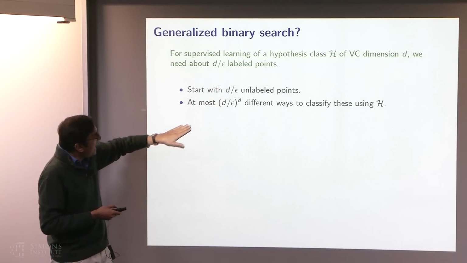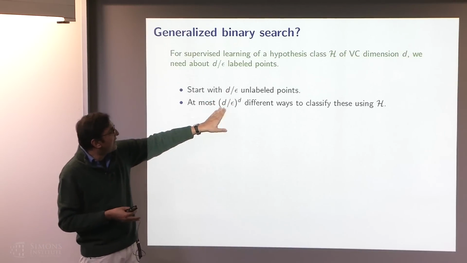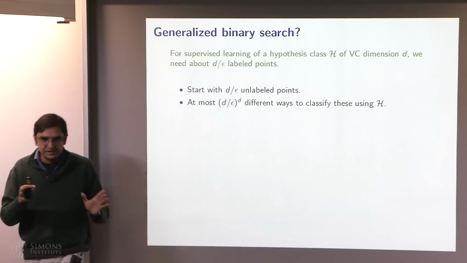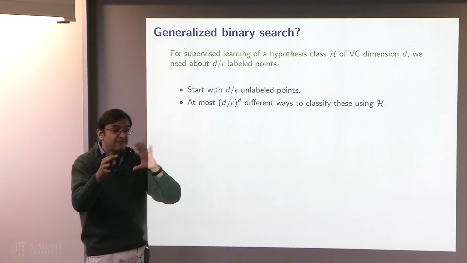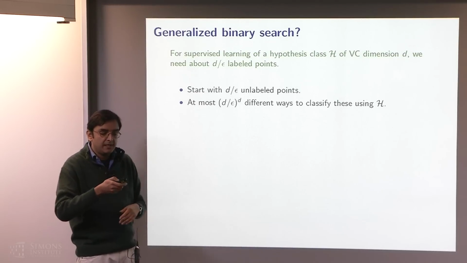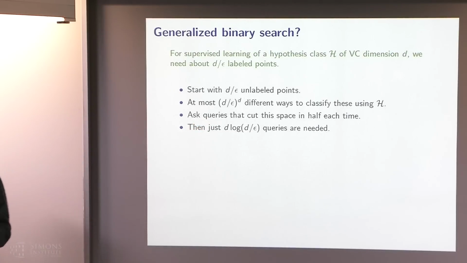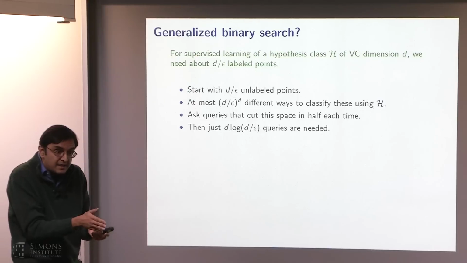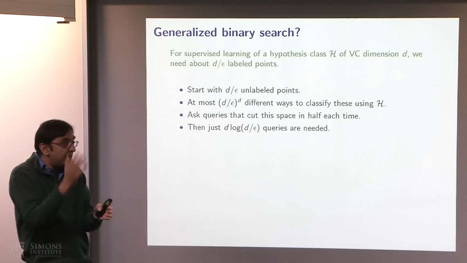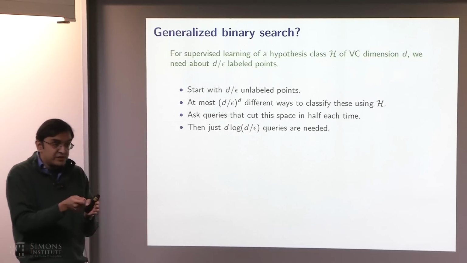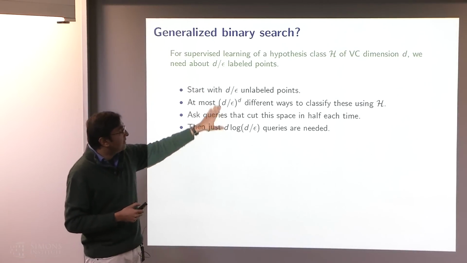Okay, and now we know again from VC theory that if you have this many unlabeled points, the number of different ways to classify them is (D over epsilon) to the D. This is Sauer's lemma. And so this is the effective number of different classifiers that we are choosing between. Now suppose we ask queries that cut our version space in half every time. So we find a query X such that exactly half of the classifiers say it's plus and the other half say it's minus. And we keep doing this. With each query, once we find out whether it's plus or minus, our version space gets halved. And in this way, we need only log of this many.